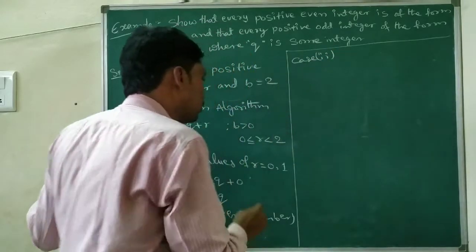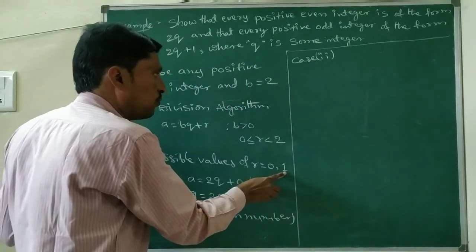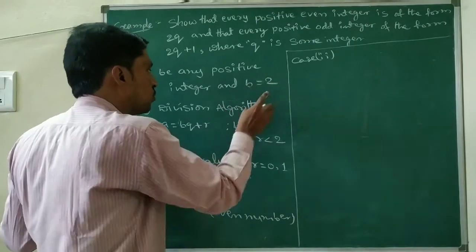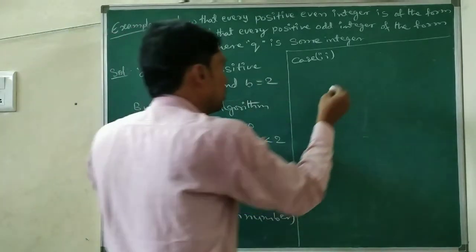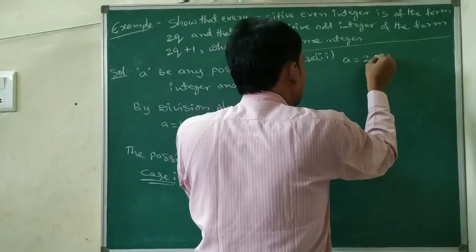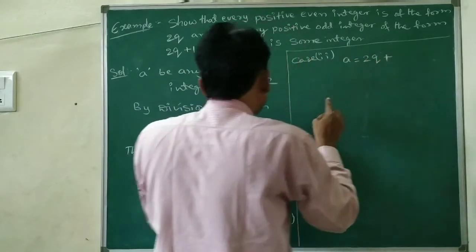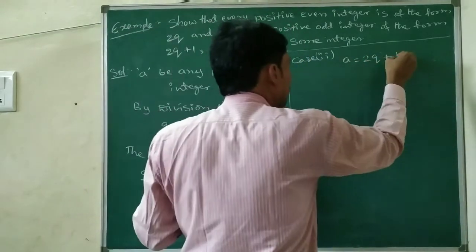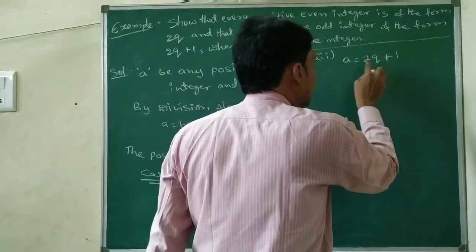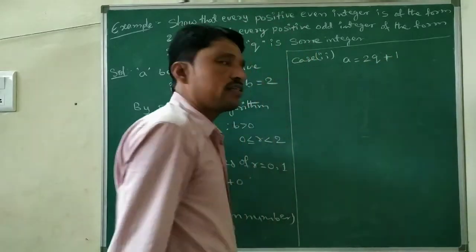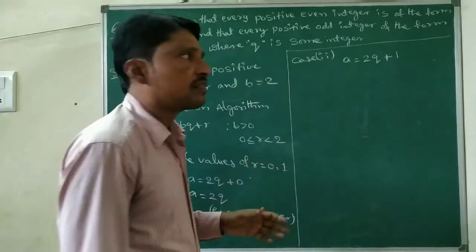So what is case number 2? Here we need to take R value 1 and B value 2. By the division algorithm, A equals 2Q plus R. R value is 1, so A equals 2Q plus 1. So what is the general form of odd integers?